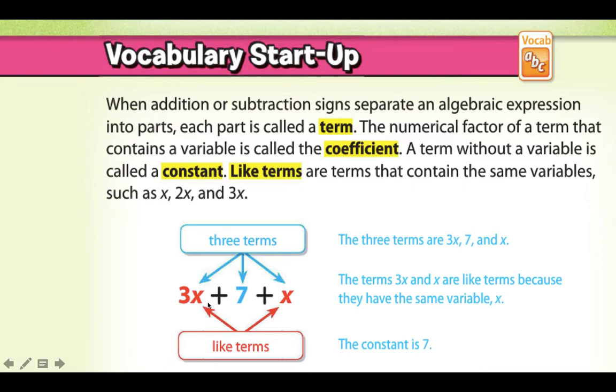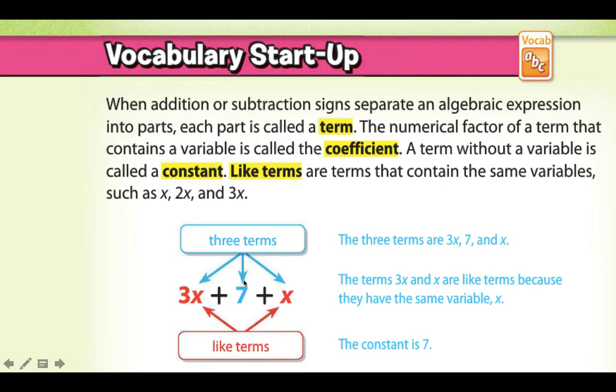So each of these, 3x, 7, and x, in this expression are terms. They're separated by the plus signs. Remember, it says when addition or subtraction signs separate an algebraic expression into parts, each part is called a term. So 3x, 7, and x are terms. 3 is our coefficient in this expression. Coefficients are numbers or factors of a term that contain a variable. So, if we look at this one, we can think of 3x as 3 times x. So because 3 is being multiplied times a variable, it is considered a coefficient.